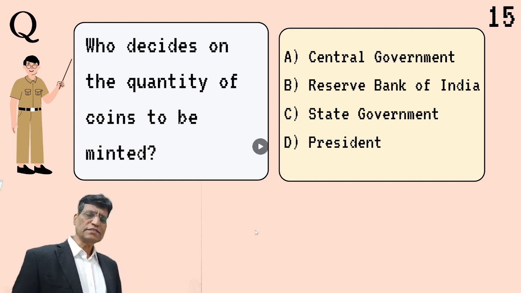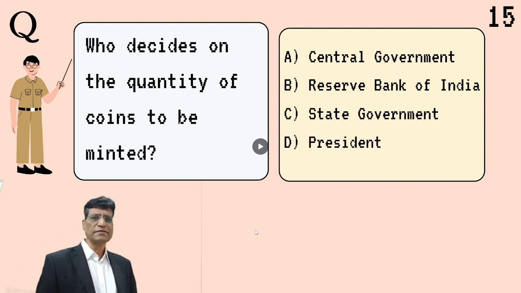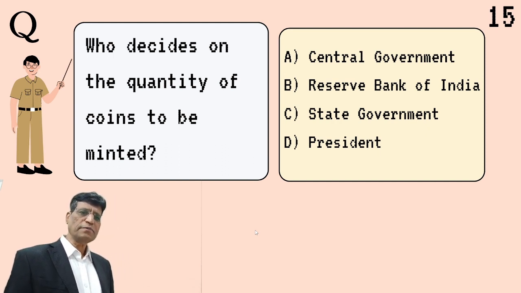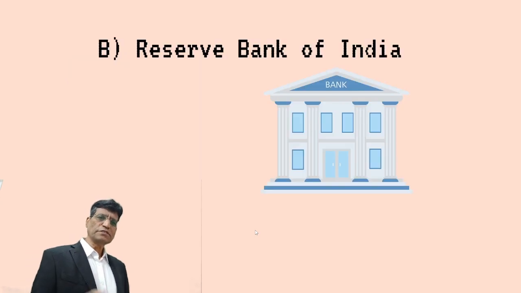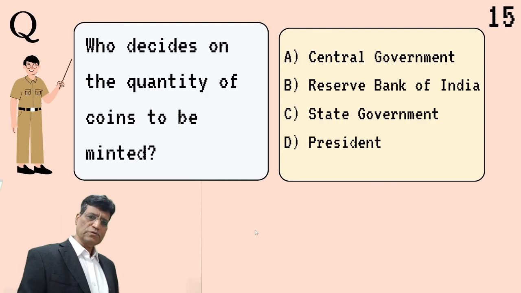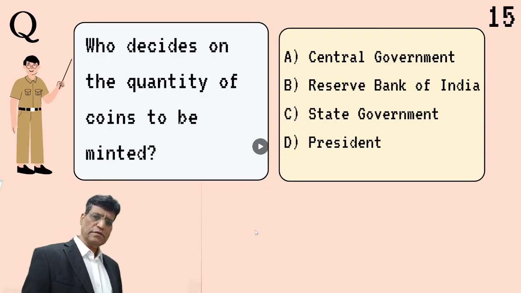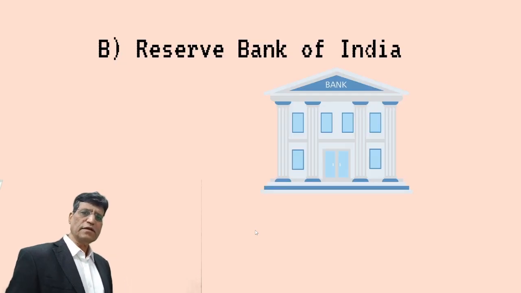It's a simple question again. Who decides on the quantity of coins to be minted? Central Bank, RBI, state government, or president. The options are these, and the correct answer is RBI.